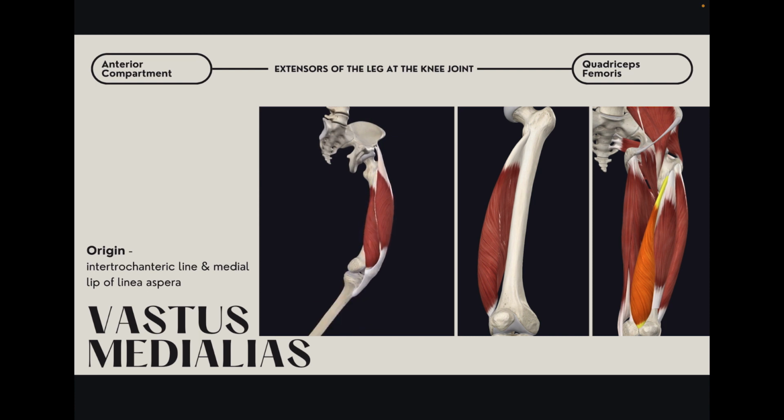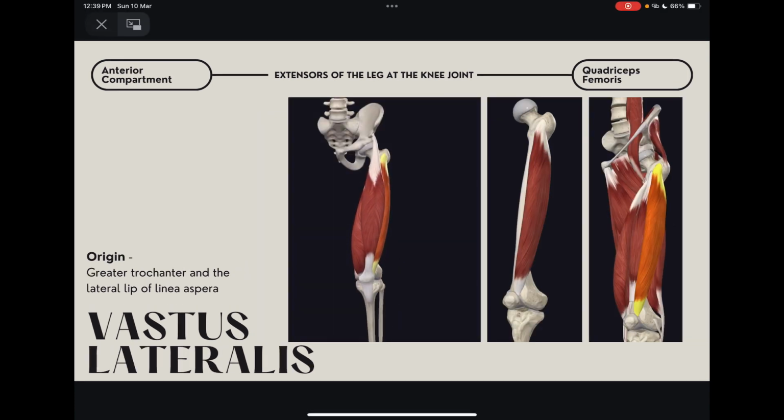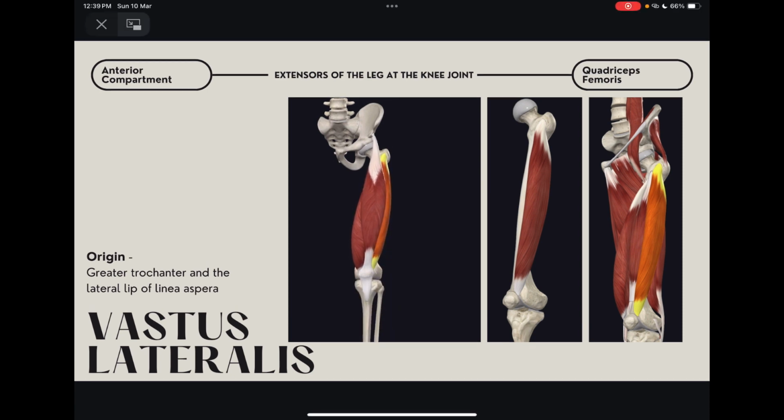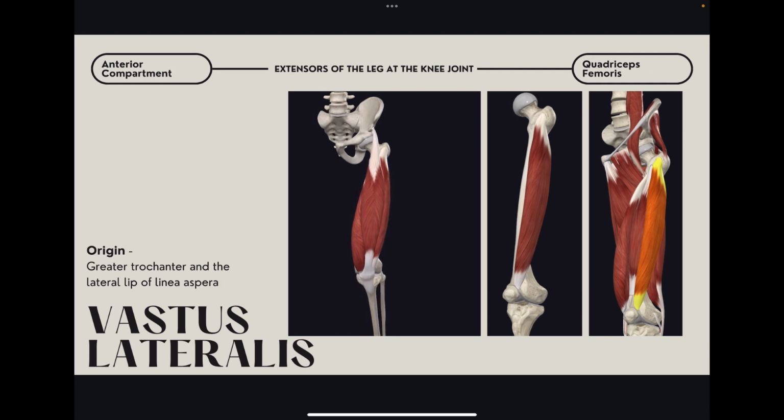So linea aspera is the line on the femur that is on the back aspect, the posterior aspect. So from the medial lip of linea aspera, we'll have vastus medialis along with the intertrochanteric line. Vastus lateralis will come from the lateral lip of linea aspera with the greater trochanter. So from the intertrochanteric line and the medial lip of linea aspera, we have vastus medialis, whereas vastus lateralis is coming from the greater trochanter and from the lateral lip of linea aspera.